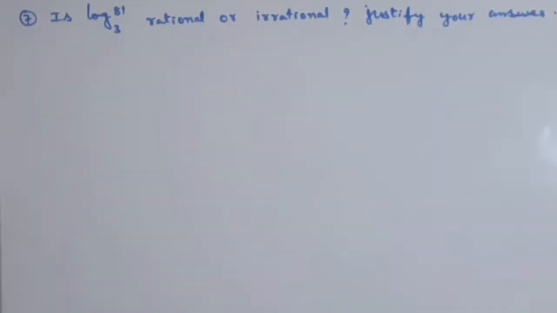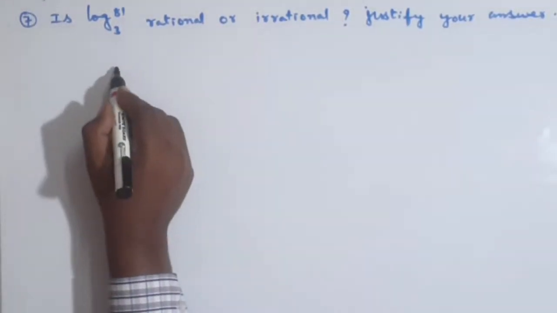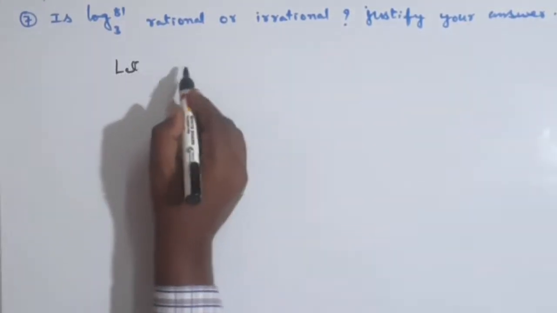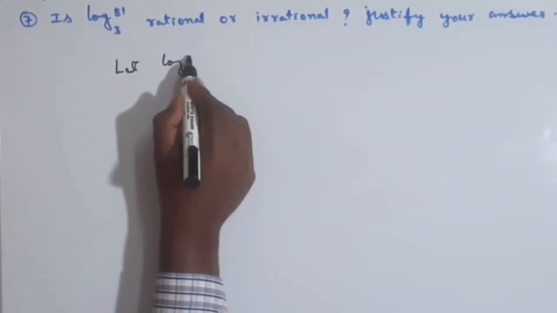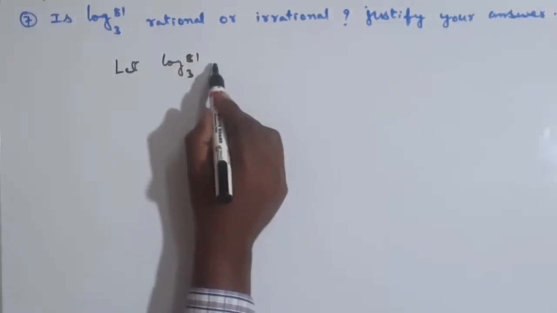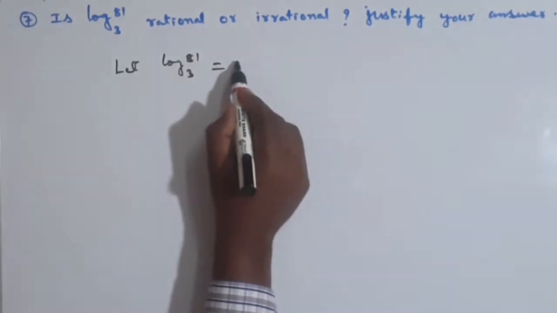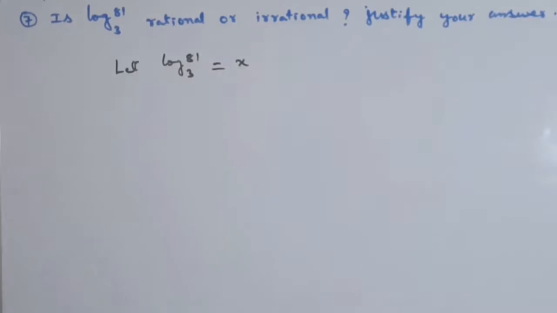The next question is: is log base 3 to 81 a rational or irrational number? Justify your answer. This is a very simple question. Let us assume log base 3 to 81 equals x.